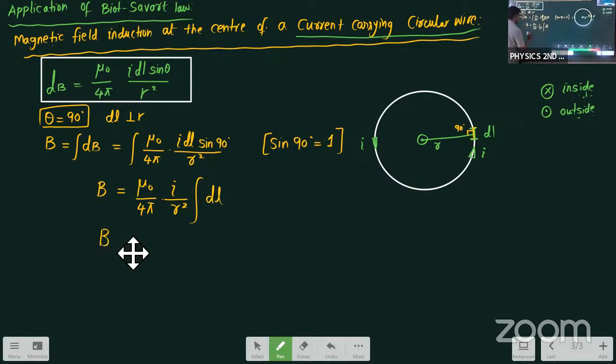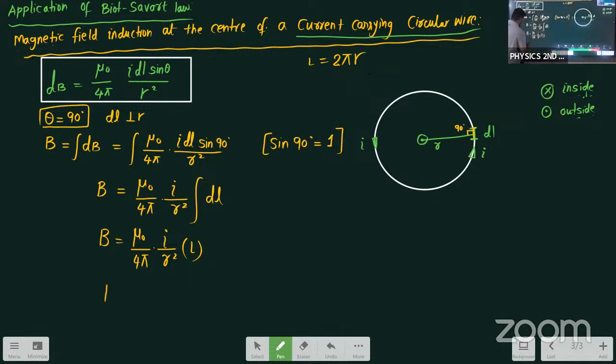B is equal to mu naught by 4 pi into I divided by r square into, let us assume the length of the wire was initially L. Next, what we did, we have made that length of the wire into a circular coil. So this will become L. So here the length of the wire L is equal to the circumference of the circle. How much? 2 pi r.